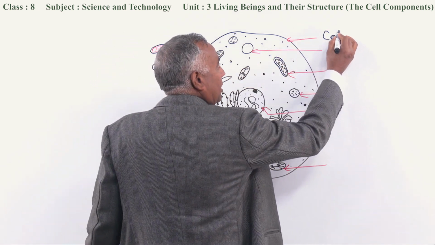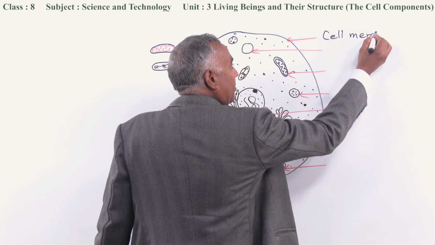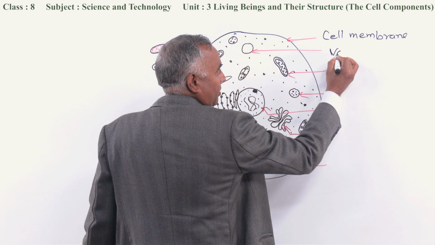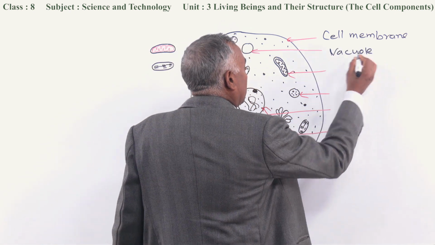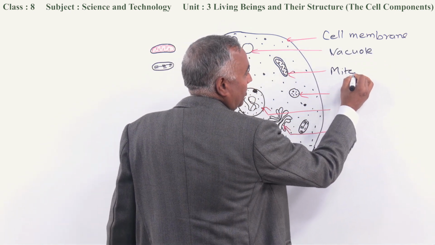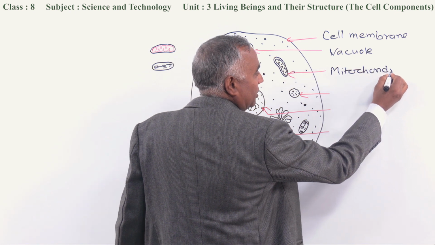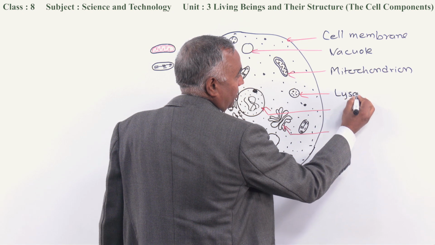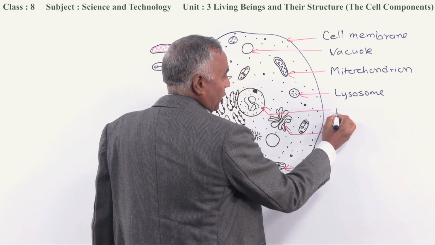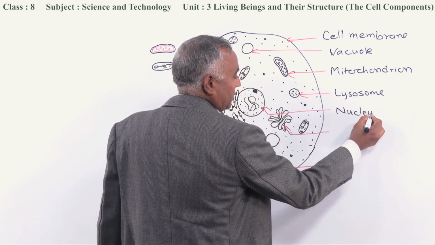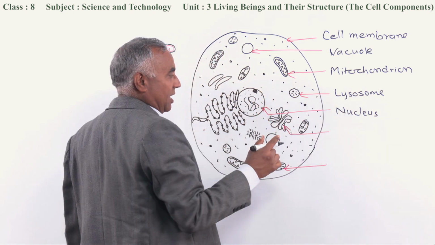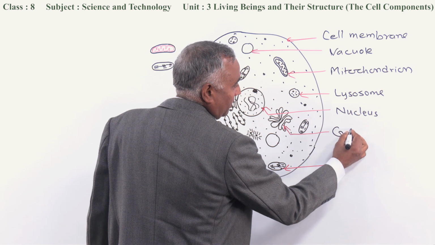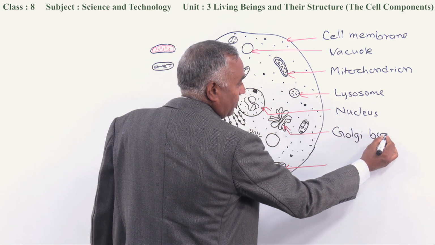That is cell membrane. It is vacuole, mitochondrion. Singular is mitochondrion, students. Plural mitochondria. Lysosome. Nucleus. In fact, different parts of nucleus you will identify later. Only as a whole I am writing a nucleus. Then Golgi body.